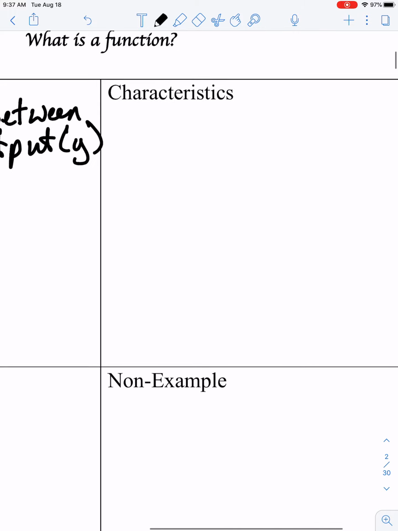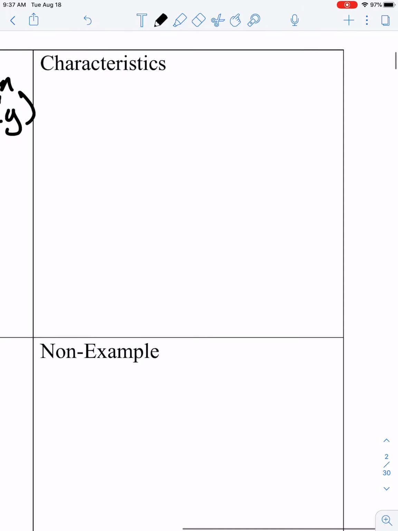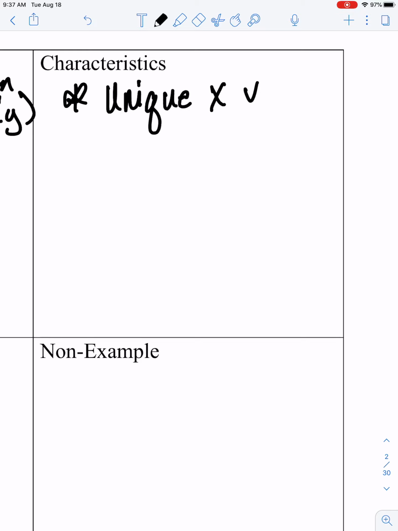A couple of characteristics that allow you to determine if a representation, be it a graph, table, or a set of points, is a function, is that it has unique x values. When I say unique, that means they don't repeat.